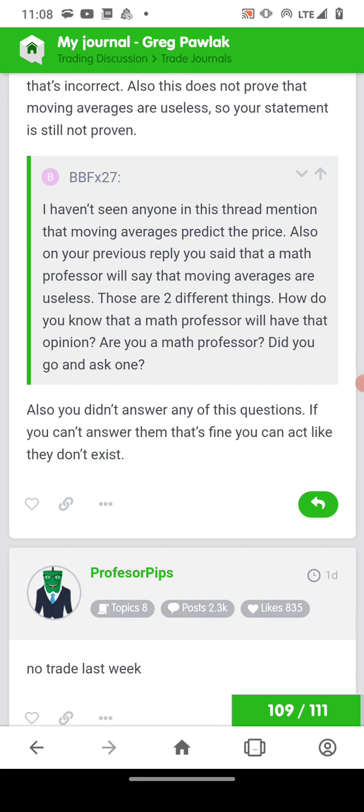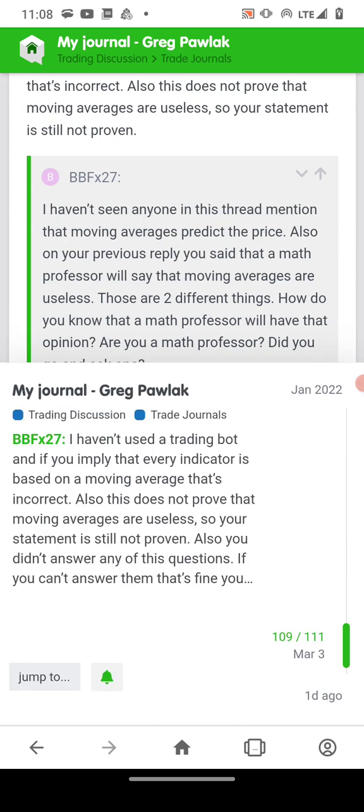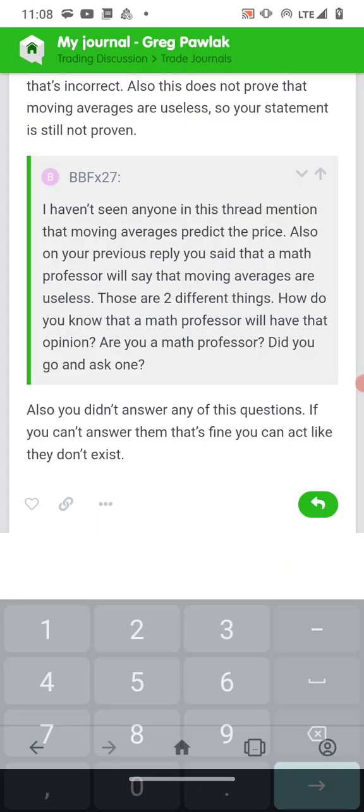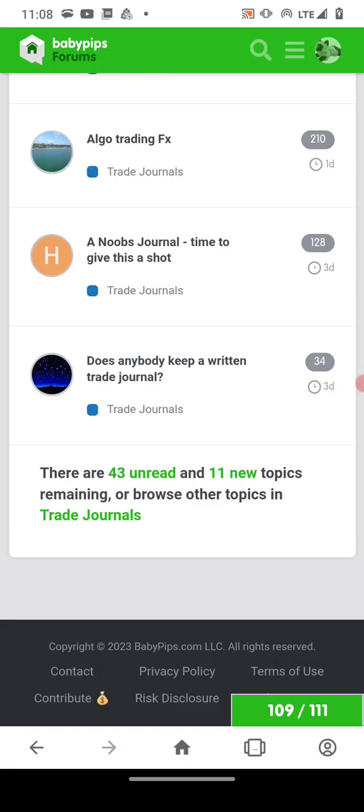I haven't seen anyone in this thread mention that moving averages predict the price. Well, the OP, Professor Pips, he's got how many indicators? He talked about doing, was it a 15-year back test? Let me just go here and let's go back to post 1. I'm pretty sure it'll say it there.